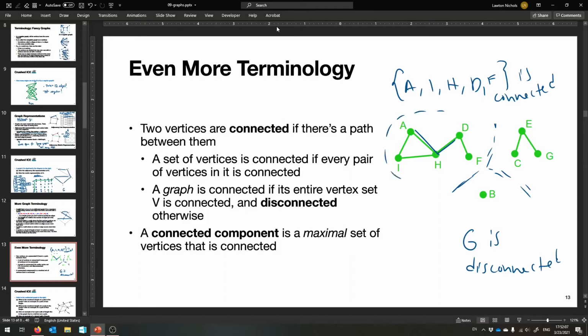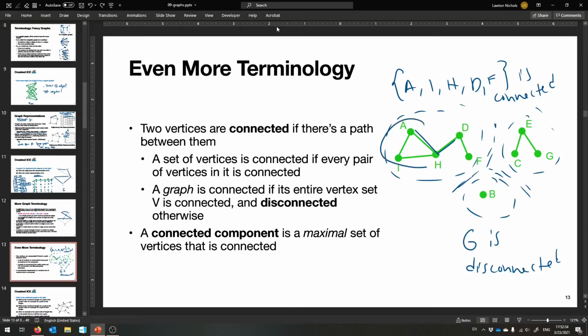This is a connected component. This is a connected component. This is a connected component. This set right here, like if we exclude this F right here, this is a connected set of vertices. That's fine, but it's not a connected component because we could have added F. Okay, it's a maximal thing. So a connected component, it's a maximal set of vertices that's connected.